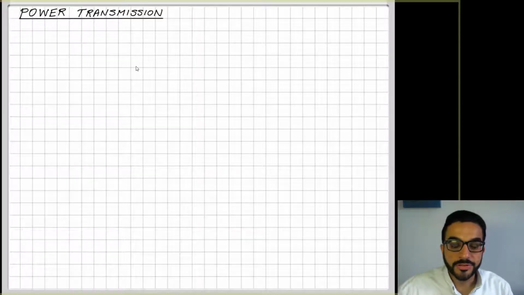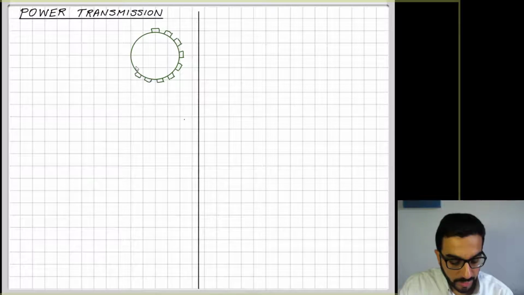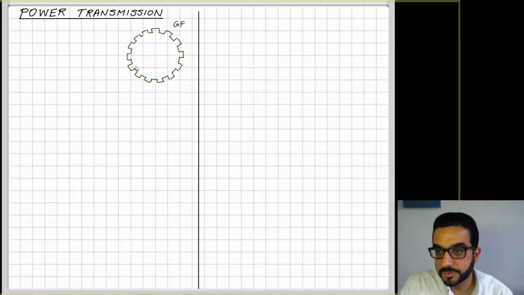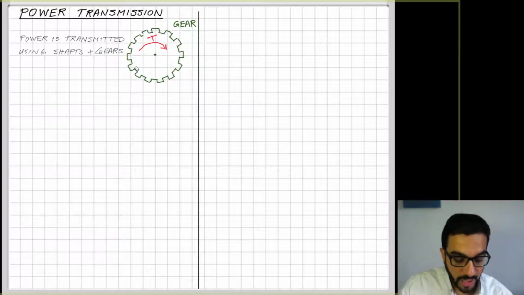Hi there. In this video, we'll learn about power transmission and how to design shafts that are transmitting power through the interaction of the gears attached to them. Let's illustrate power transmission by looking at only one gear here. The gear is attached to a shaft. The shaft is rotating and delivering a torque T here, which is transmitted to the gear. And this is how power is transmitted.